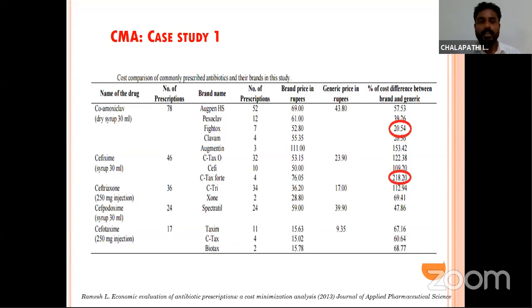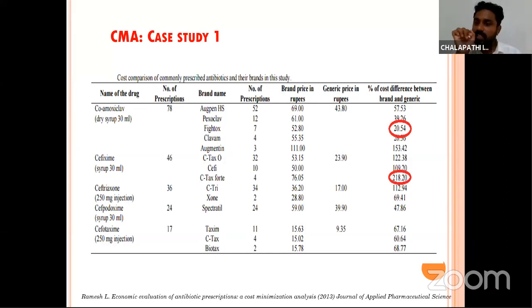And you can see that simple co-amoxiclav has a much lesser difference in terms of brand versus generic. You can see around 20 percent, and it goes up to 18 percent in the case of cefixime. Can you see that? This was the brand for the T-tax Fortec. So this was a simple cost minimization analysis when you compare generic with the branded.